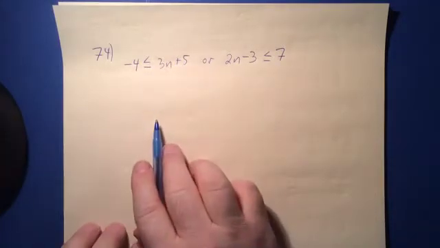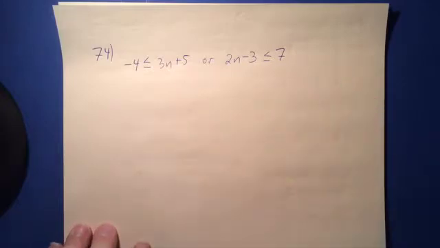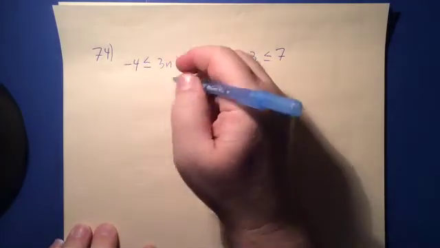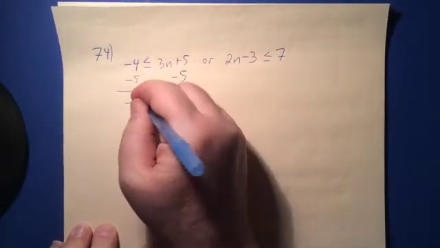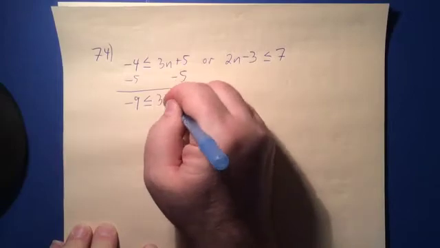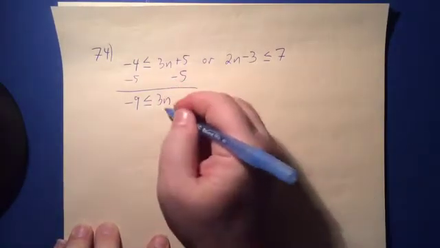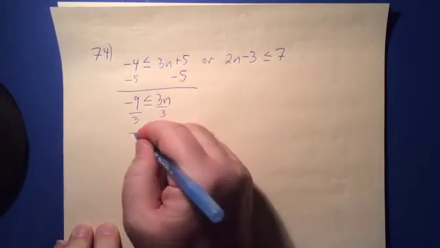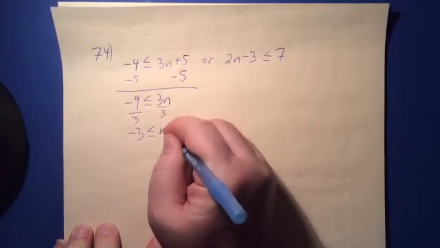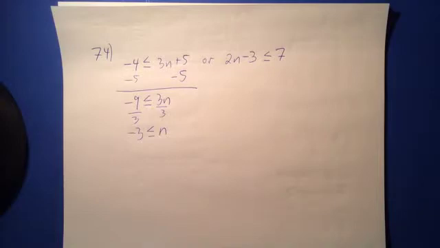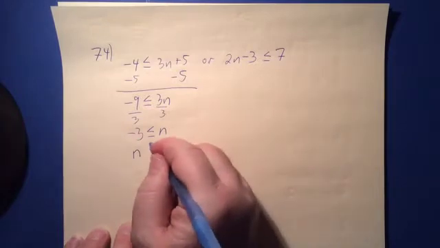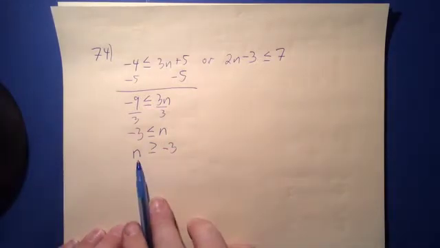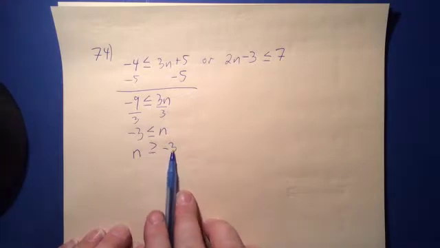So we're going to try to get each variable by itself, much like we do with regular problems. So we're going to subtract 5 from both sides. That's going to be negative 9 is less than or equal to 3n. If I divide both sides by 3, I get negative 3 is less than or equal to n. But remember, I'm going to switch this around so I put the variable on the left. So when I move the variable here, I move the negative 3 here, I have to switch the inequality. So now I have n is greater than or equal to negative 3.